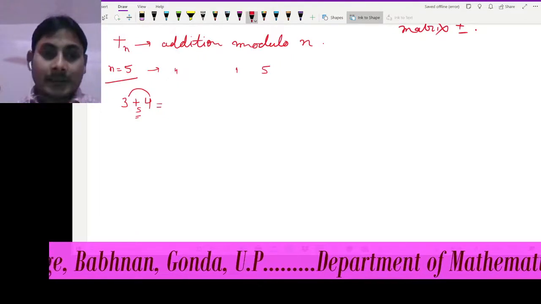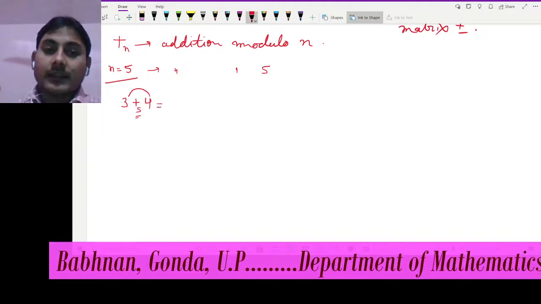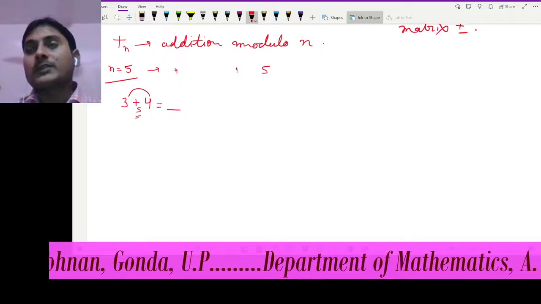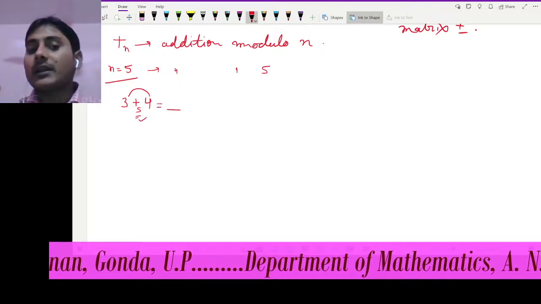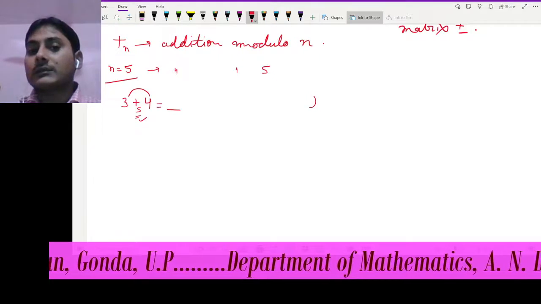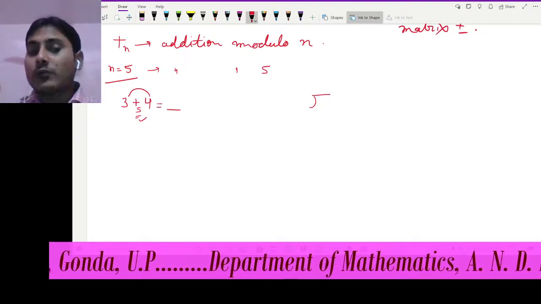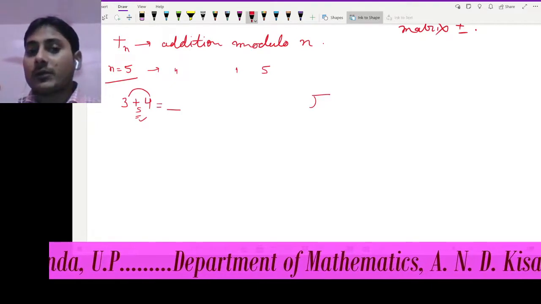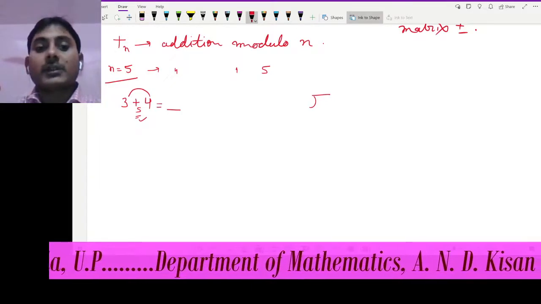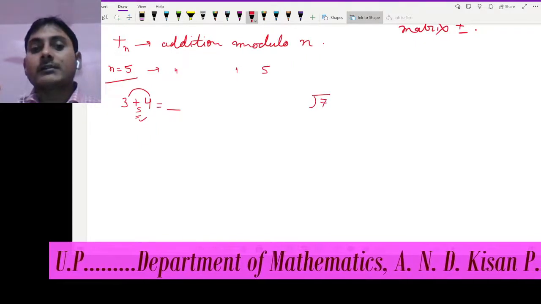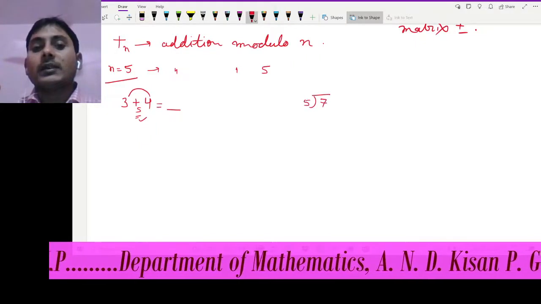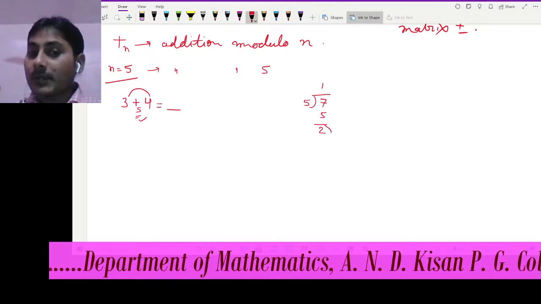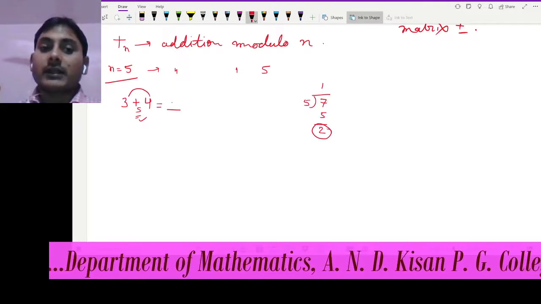I'm saying that you can obtain its answer as the remainder when this 7 is divided by 5. Suppose 3 plus 4: in usual addition you will get 7, but in addition modulo 5, because 3 plus 4 is 7, you divide this 7 by 5, you get 5 ones are 5 and remainder 2. So whatever remainder you get, that will be your answer.